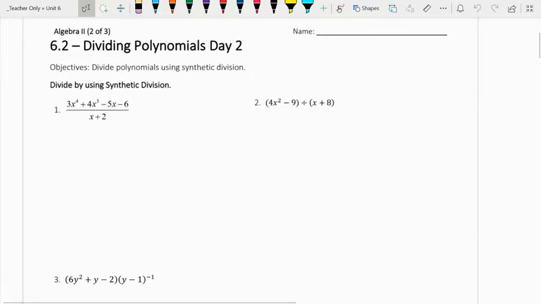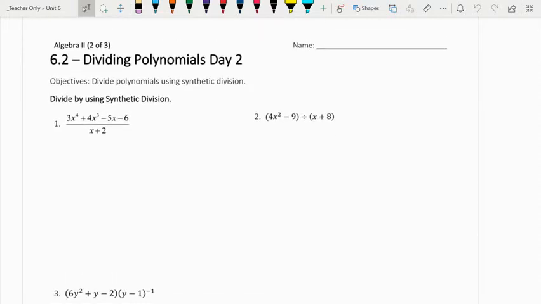So day 2 of 6.2 is just kind of piggybacking off of what we did yesterday. It's such an important topic that I want to make sure that we talk about it in more depth again. So on this one, we're using synthetic again.